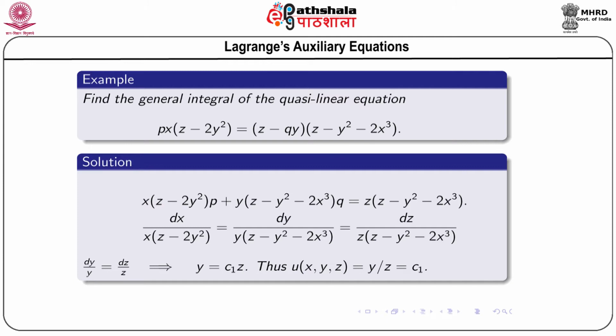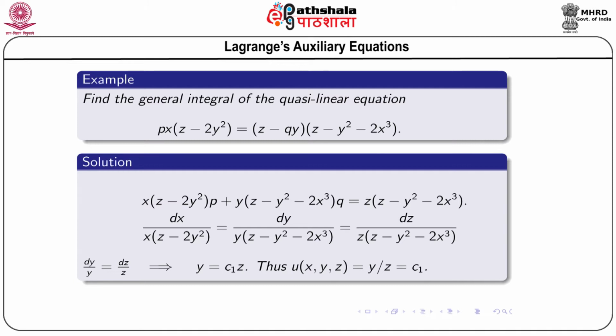Now, it is easy to find the solution of this simultaneous equation. If we observe this equation carefully, we can see that from the last two equations, one can find the solution easily like this: dy by y equals dz by z, and solving this equation one can obtain y equals c1 into z.